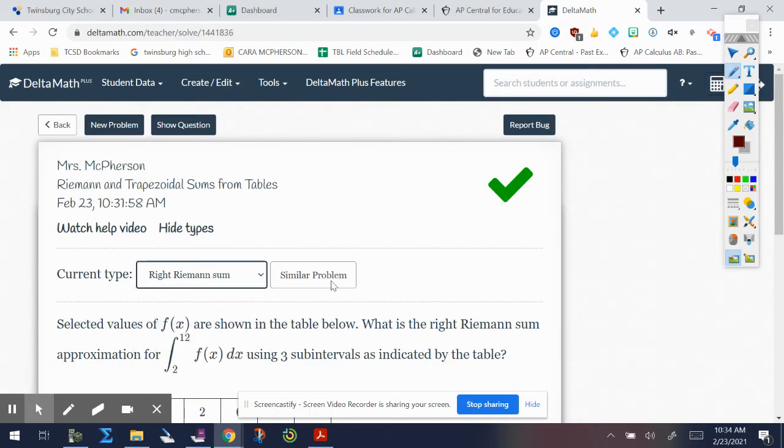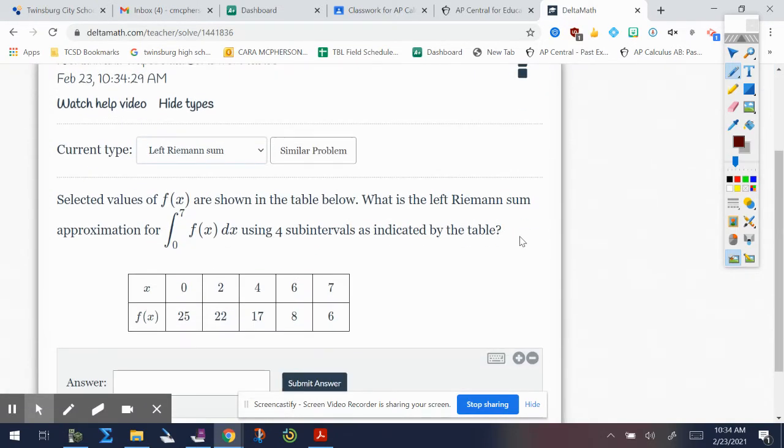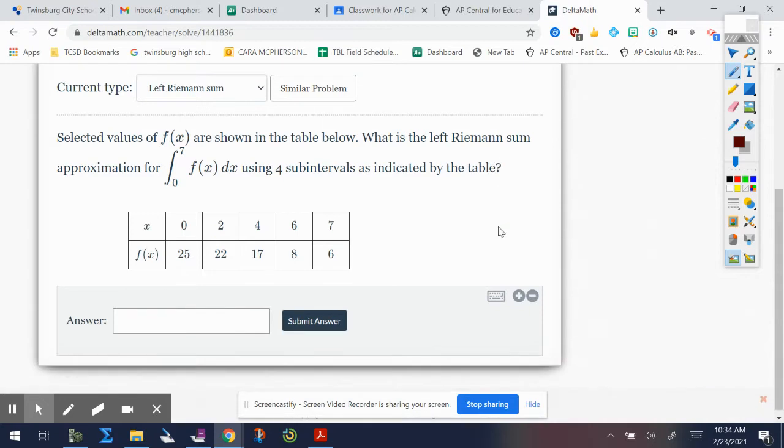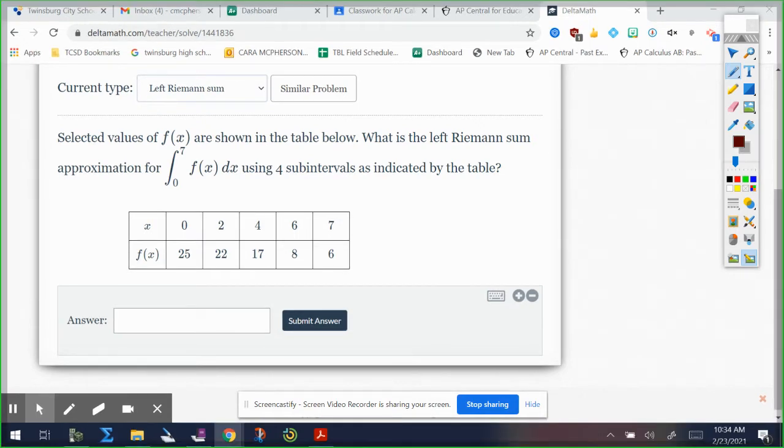So let me show you a left. I want to show you one of each. So my left Riemann, again, we are going from 0 to 7. We're splitting it up 4 ways. So my first one is going from 0 to 2, so it's 2 wide. But I'm going to use the left side to determine the height this time. So my first one is 2 by 25.